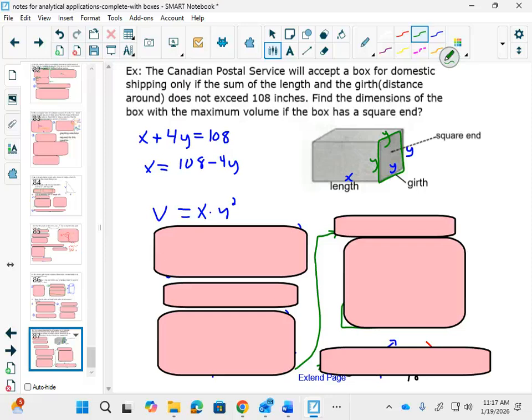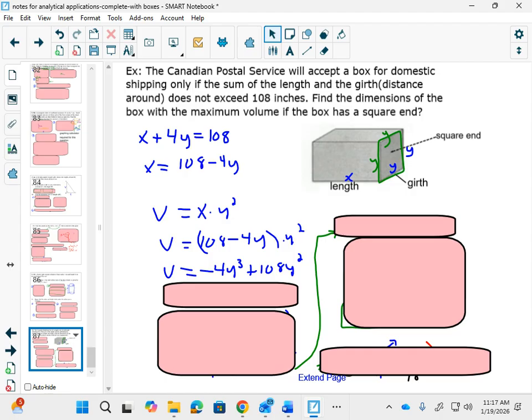Now my volume is going to be length times width times height. You see that that's going to be x times y, or x times y squared. And now I've already got x by itself, so I can plug that in, and then I get an equation with only one variable. Now the optimization becomes easy. Once you get your equation of what you want to optimize, we want to find a maximum volume in one variable, then you can take your derivative, set it equal to 0, and solve.